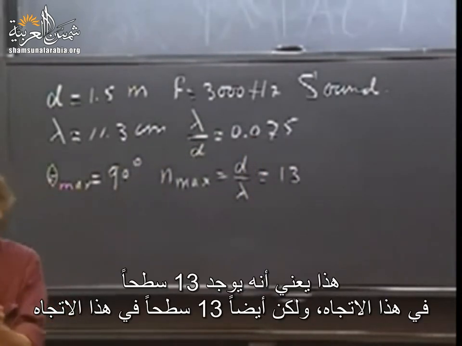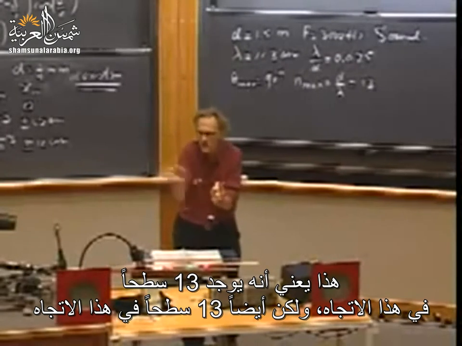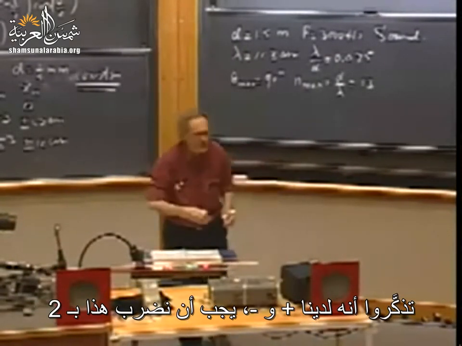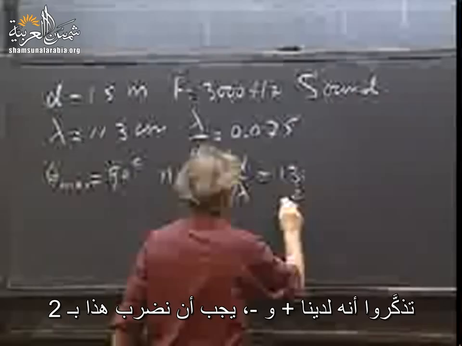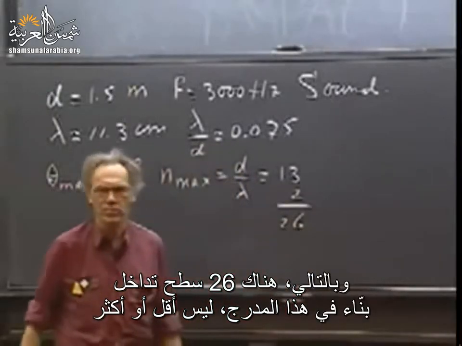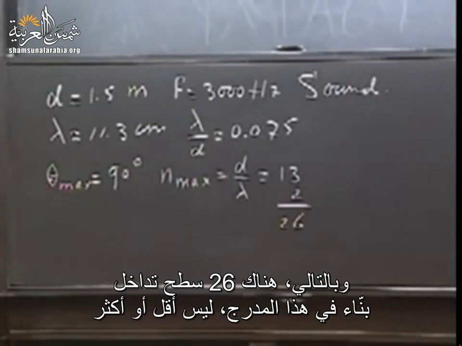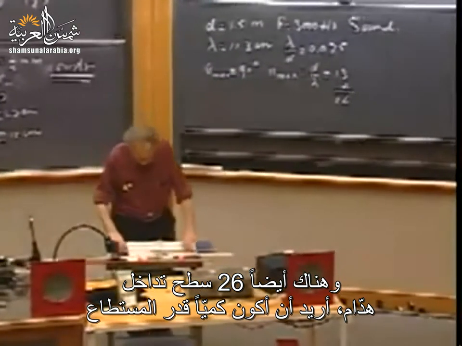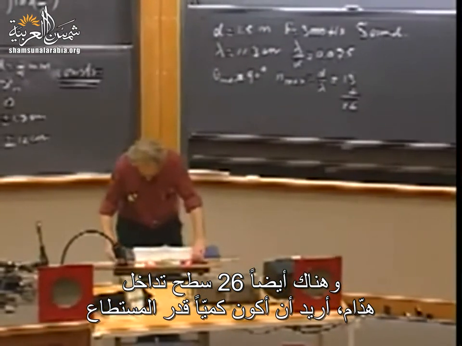So that means there are 13 of those surfaces going in this direction, but there are also 13 going in this direction. Remember, you have plus and minus. So you really have to multiply this by 2. And so there are 26 surfaces, no more and probably no less, in this audience of constructive interference. And then there are probably also around 26 destructive interference.